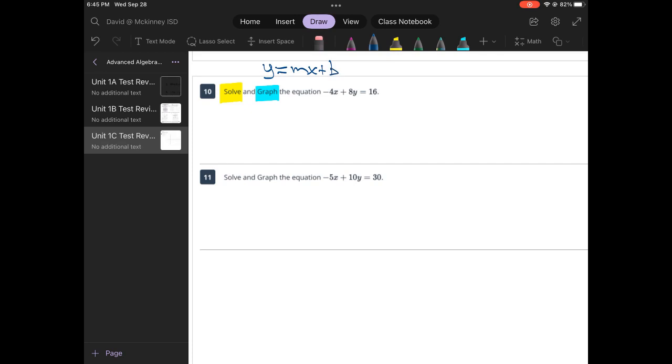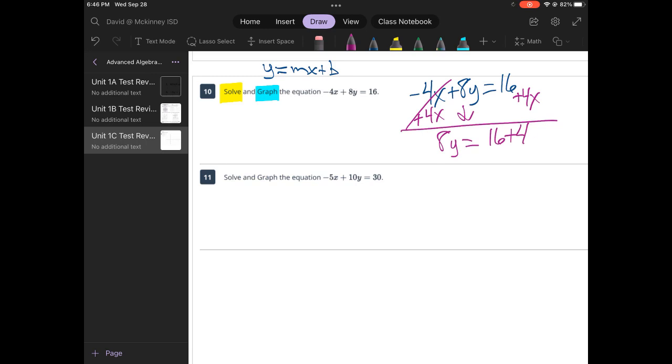Remember, my slope-intercept form is y is equal to mx plus b. So I have to be able to move this equation, which is presently in standard form, into y equals form. Then I'll be able to graph it. So negative 4x plus 8y is equal to 16. First, I must move the x term. Since it's negative, I'm going to move the x term by adding it to both sides, plus 4x. Negative 4x plus 4x is 0, so that cancels out. I bring down 8y, and I rewrite my equation, 16 plus 4x.